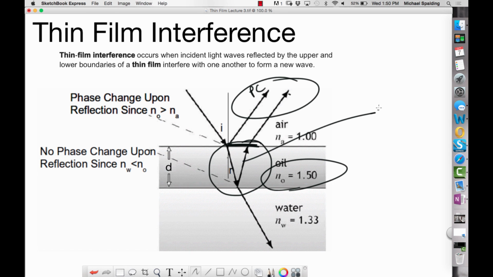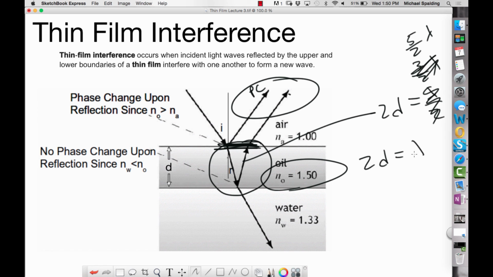So you go, all right, extra distance traveled is 2d. If you want to put these back into phase, then that's got to be equal to wavelength over 2. That's the first possibility. What's the next possibility? 1.5 wavelengths. What's the next possibility? 2.5 wavelengths. It's got to be a 0.5 multiple. If you want a dark spot, then you want these to stay out of phase. So then you would say the extra distance traveled is just equal to a wavelength, and that would keep them out of phase.